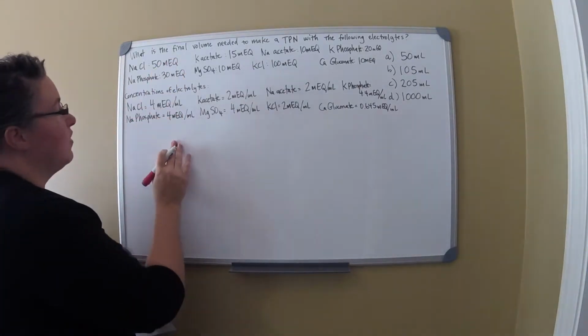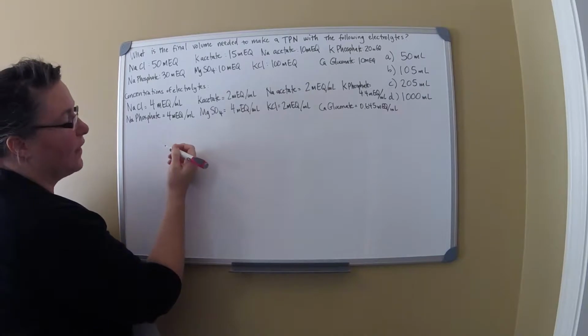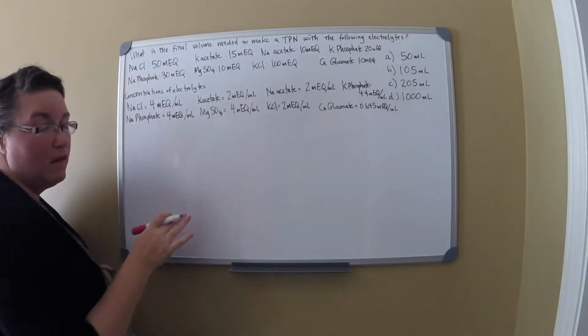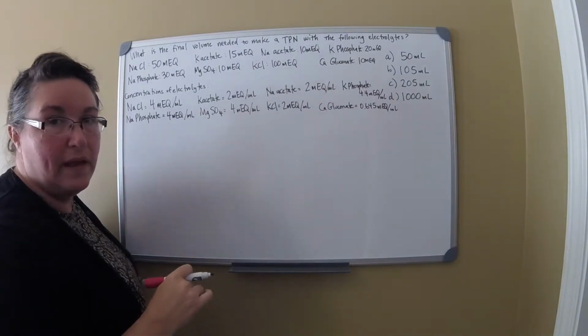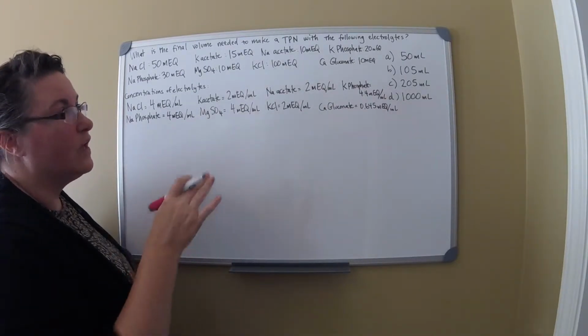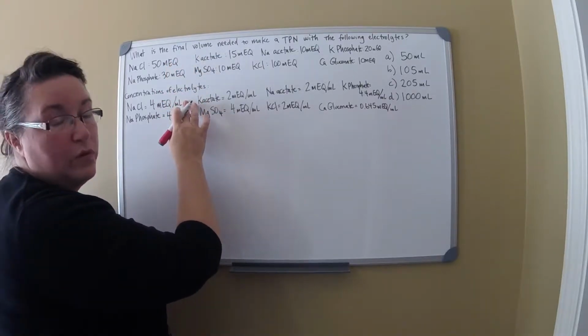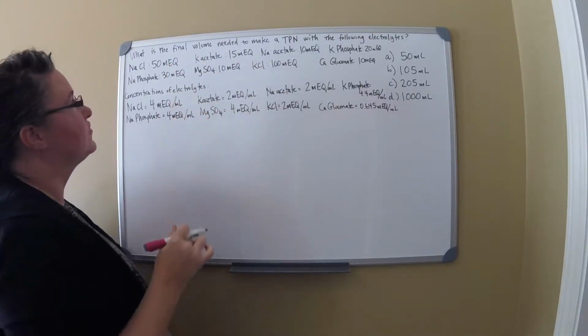All right, so we're going to start with the first problem, and we're going to set these up as a factor labeling problem. The main thing on these is to stay organized on your page so that you know which electrolyte strength is needed with which conversion. So you want to make sure that those are matched up together.